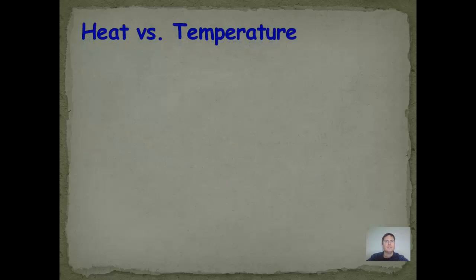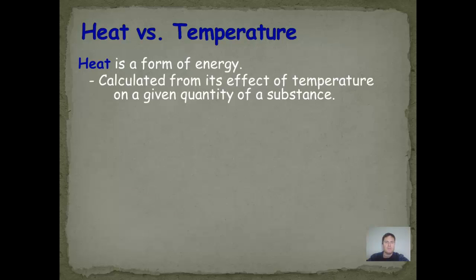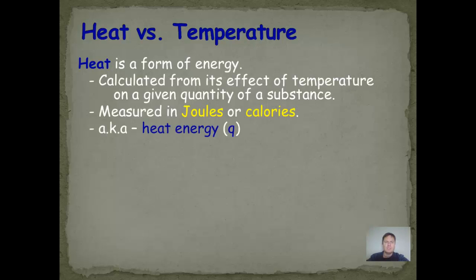All right, let's look at heat and temperature. Heat is a quantity of energy. It's a form of energy, calculated from its effect of temperature on a given quantity of a substance. So it depends on how much of something we have. As we just talked about, we measure it in either joules in chemistry, or we can do it in calories. It's also known as heat energy. We abbreviate it with the letter Q. So heat or heat energy are the same thing.